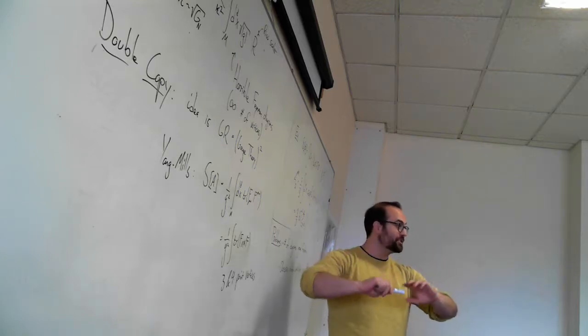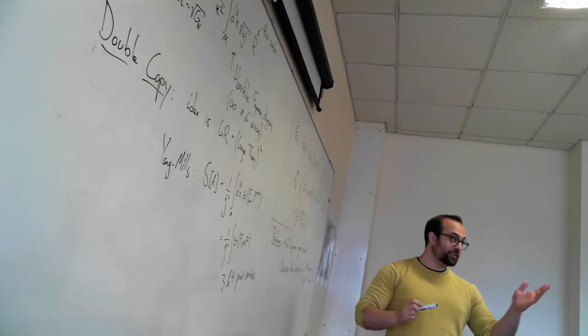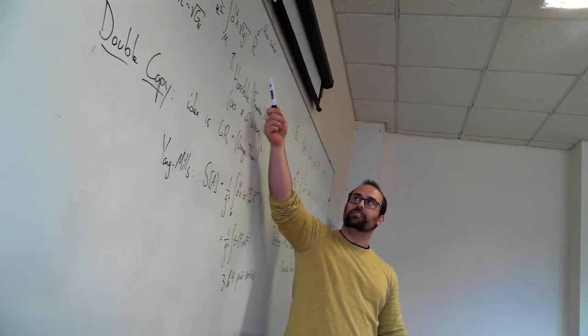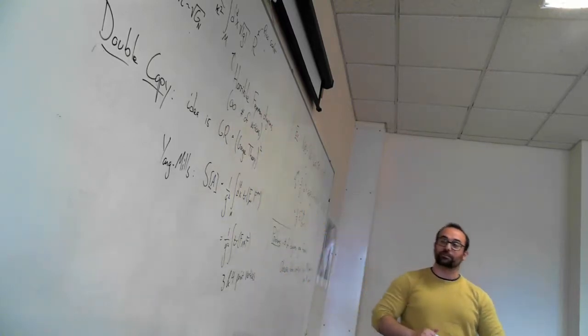People have pushed it beyond tree level though. So the state of the art is 5 loops, which is pretty crazy actually. If you think about doing a 5-loop calculation in this theory, I mean, it's actually a supersymmetric completion. Yeah, exactly, in anything, it's just sort of unthinkable.